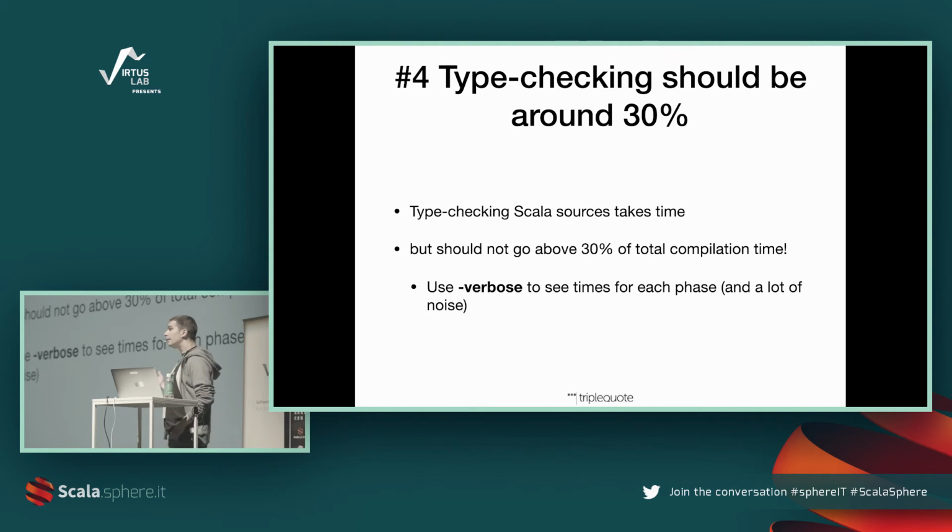ScalaC has a flag called minus verbose. It prints how long it takes in every phase of compilation, so you will find out how much is spent in typer. In a purely functional programming paradigm, it should still be around 30%. However, I've seen projects where this was 80%. So 80% of the time was just type checking, and that was due to the macro derivation and type classes bomb.